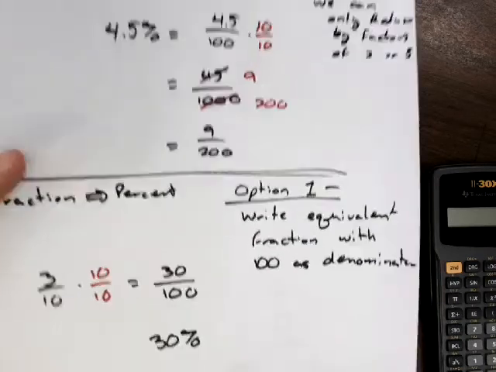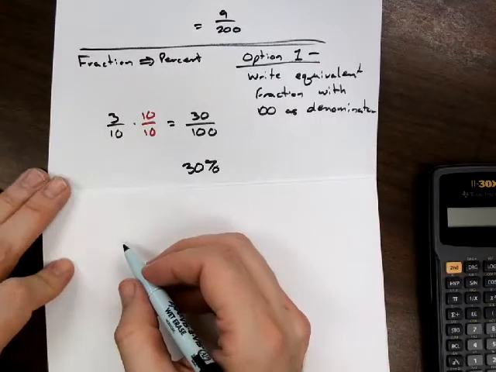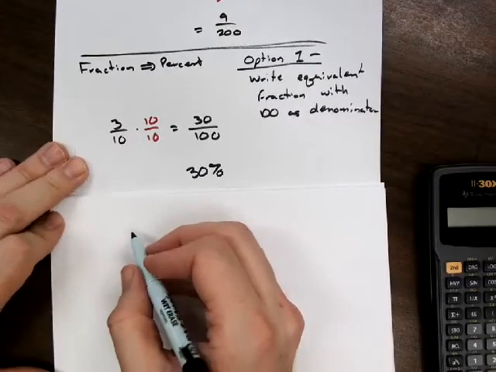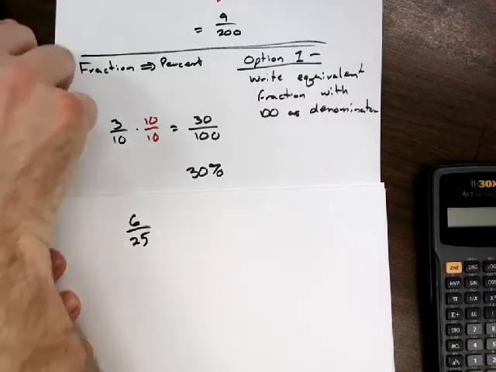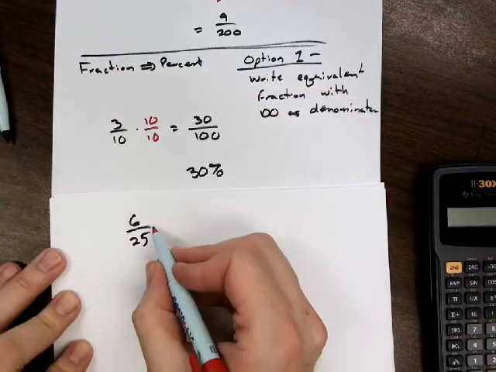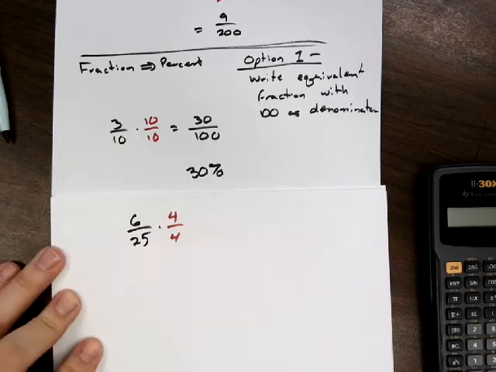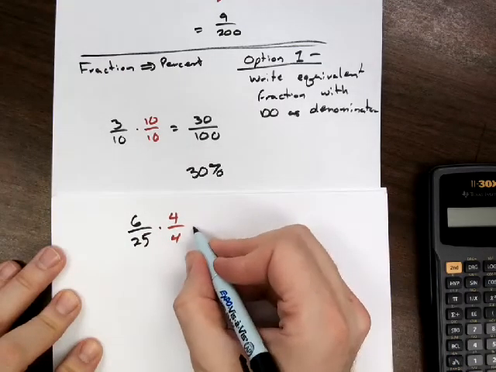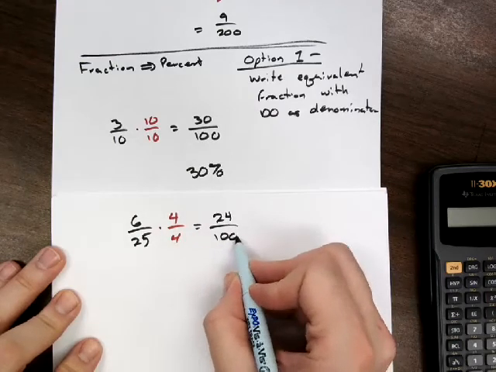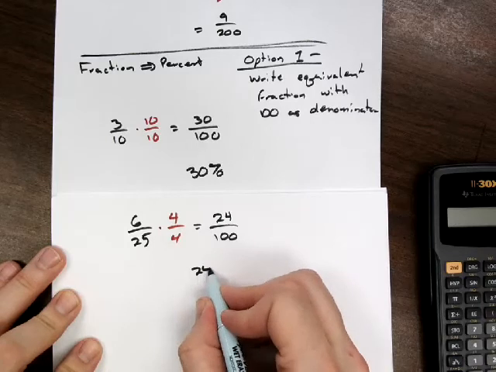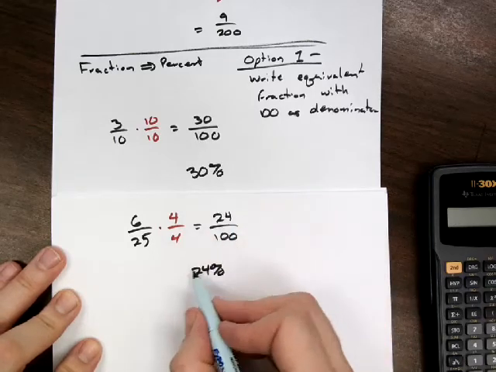Let's do that again. Let's say we've got something like 6/25ths. Well, in order to convert this to hundredths, I could multiply that by, say, 4 over 4. That would turn into 6 times 4 is going to be 24 over 100. This would be 24%, 24 parts of 100, just like that.